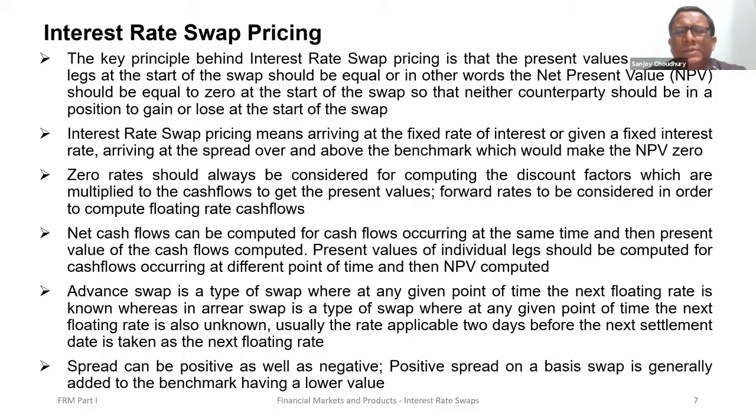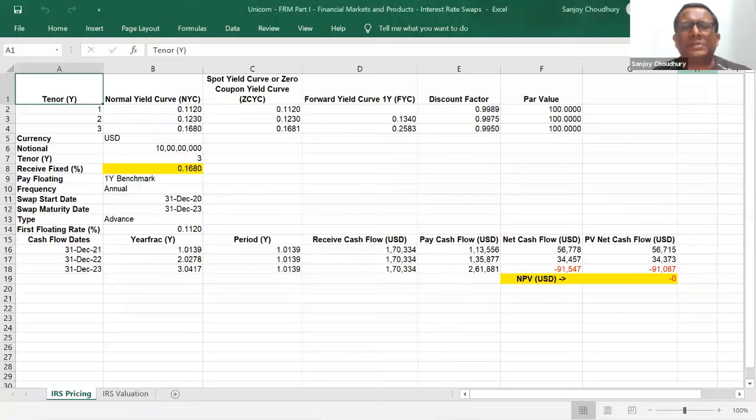So spread can be positive as well as negative, and positive spread on the basis swap is generally added to the benchmark having a lower value. So let's see an example of interest rate swap pricing. In this particular swap, we have considered a USD interest rate swap, a simple interest rate swap.